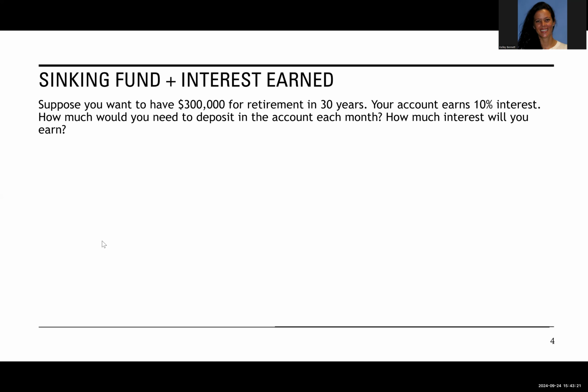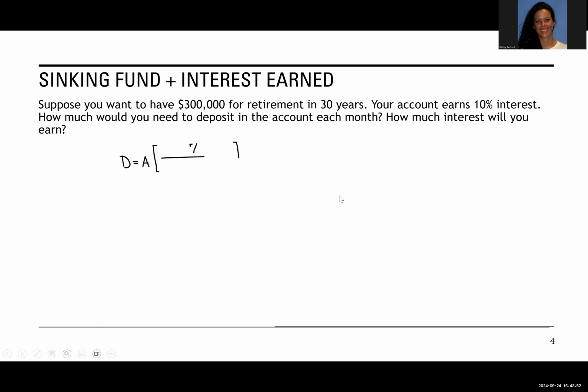In this example with the sinking fund, we're going to determine our monthly deposits and figure out how much interest we earned after the end of our term. So suppose you want to have $300,000 for retirement in 30 years. Your account earns 10% interest, which is phenomenal. Sign me up. How much would you need to deposit in the account each month? And how much interest will you earn?